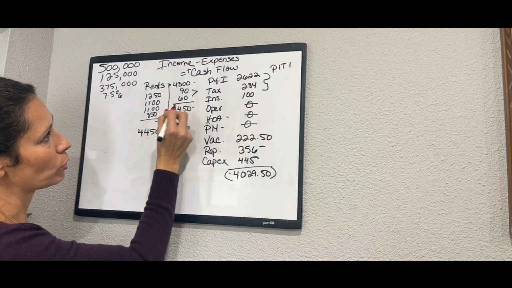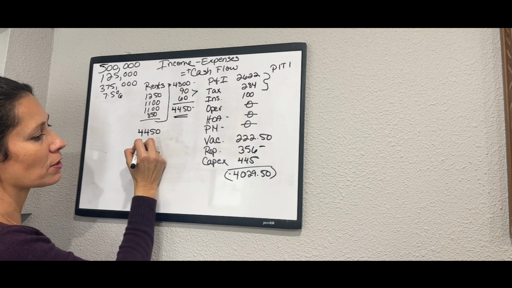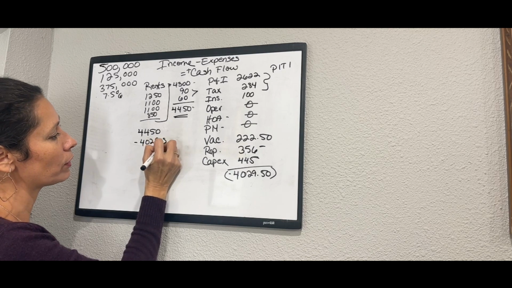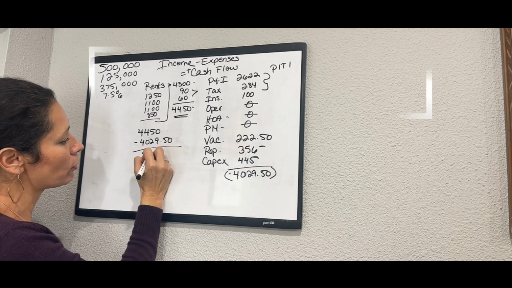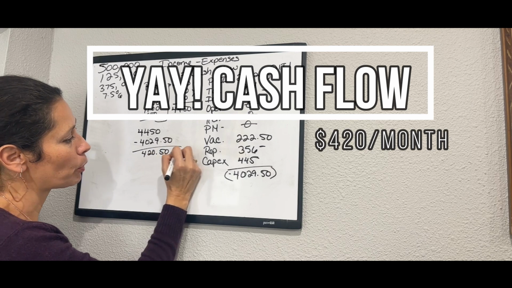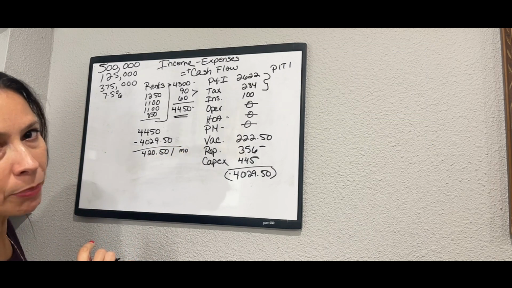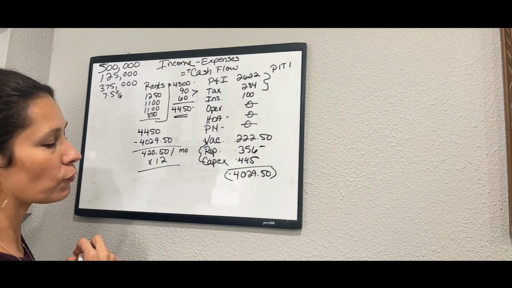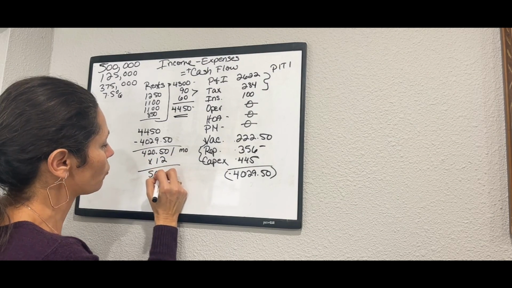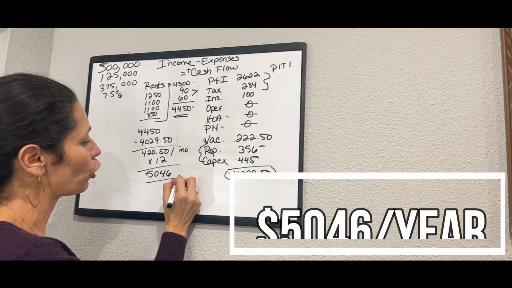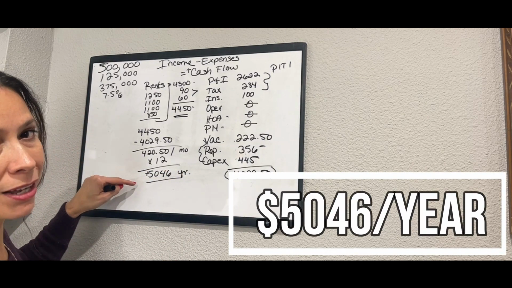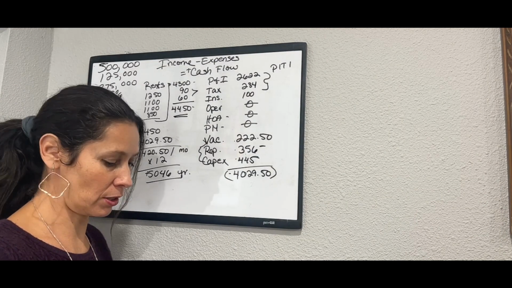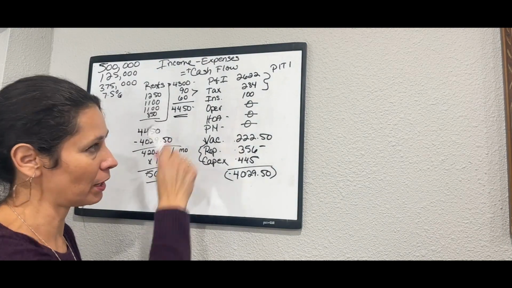$4,450 is what you're making. That's your income minus your expenses. $4,029.50 gives you $420.50 per month. That is what you're making in positive per month. You multiply that by 12 to give you your yearly rate of $5,046 per year. And that is in the positive, my friend. You are having positive cash flow that's going into your pocket when you buy this property. So in this instance, you have a positive in your income column.